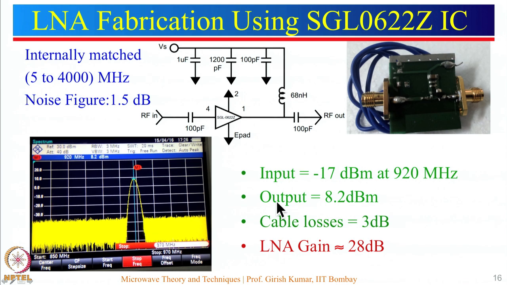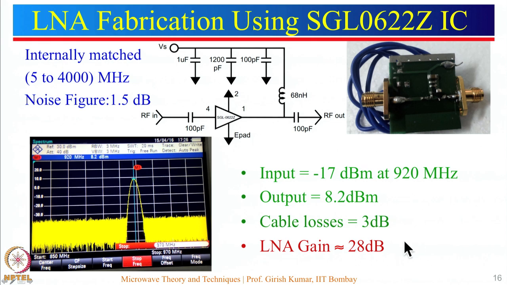So, if you just look at output minus input in terms of dB, then it comes out to be 25.2 dB. However, we had connected coaxial cable, and if you recall, when we discussed coaxial cables, all the coaxial cables have certain losses at the given frequency. So, we actually tested the cable losses at this particular frequency. We had used a little longer cable. So, cable losses turn out to be 3 dB. So, you have to add all these numbers together. So, the gain of this LNA comes out to be 28 dB.